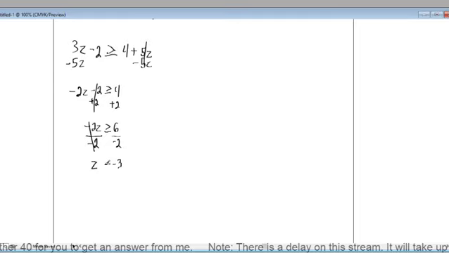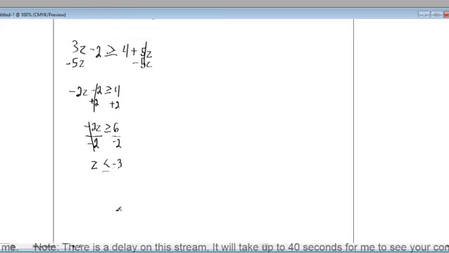But because our weight has changed, we need to flip our inequality here, and instead of it being greater than or equal to, it's going to be less than or equal to. So our answer here is that z must be less than or equal to negative 3. Okay.